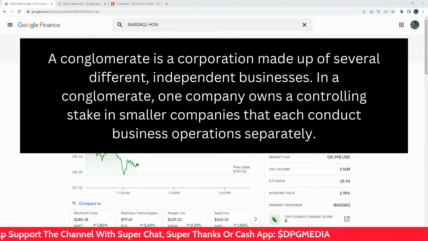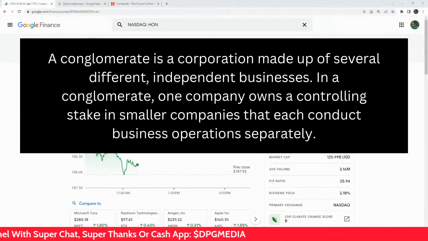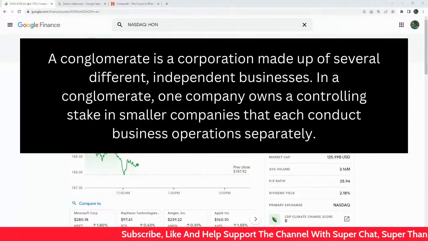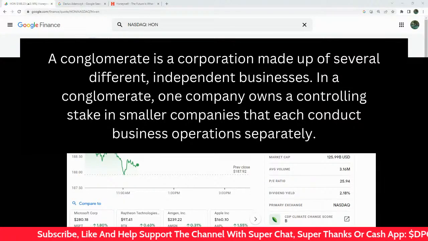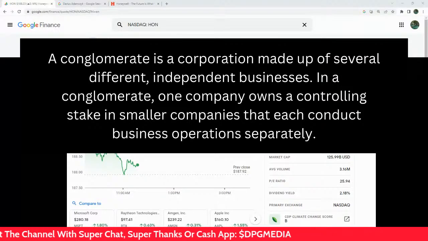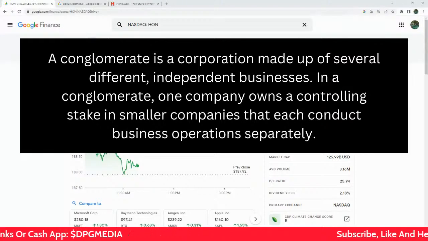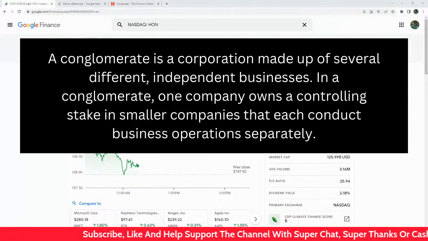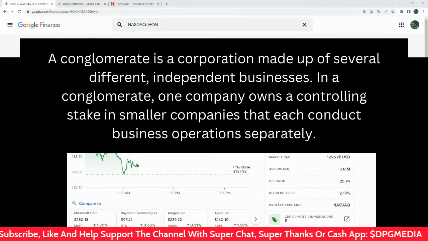A conglomerate is a corporation made up of several different independent businesses. In a conglomerate, one company owns a controlling stake in a smaller company that each conduct business operations differently. And so some examples of conglomerates would be Amazon, because they own Amazon's website, they own Amazon streaming TV, they own Whole Foods and several other businesses.